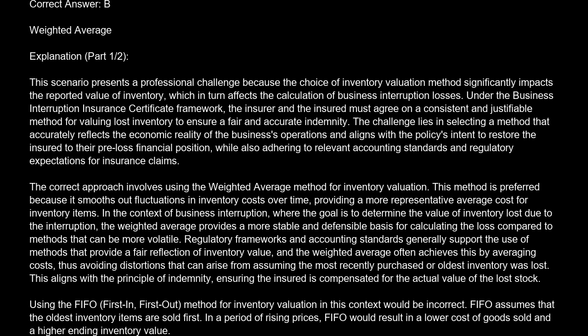In the context of business interruption, where the goal is to determine the value of inventory lost due to the interruption, the weighted average provides a more stable and defensible basis for calculating the loss compared to methods that can be more volatile. Regulatory frameworks and accounting standards generally support the use of methods that provide a fair reflection of inventory value, and the weighted average often achieves this by averaging costs, thus avoiding distortions that can arise from assuming the most recently purchased or oldest inventory was lost. This aligns with the principle of indemnity, ensuring the insured is compensated for the actual value of the lost stock.